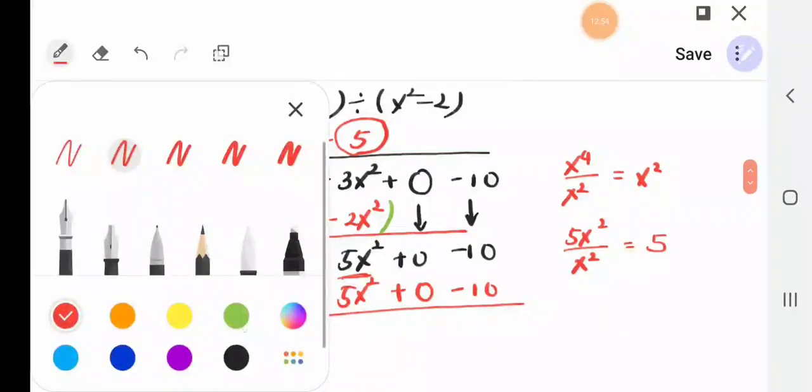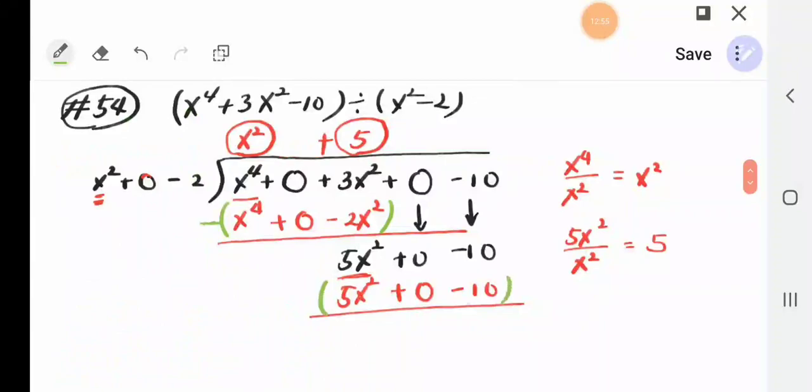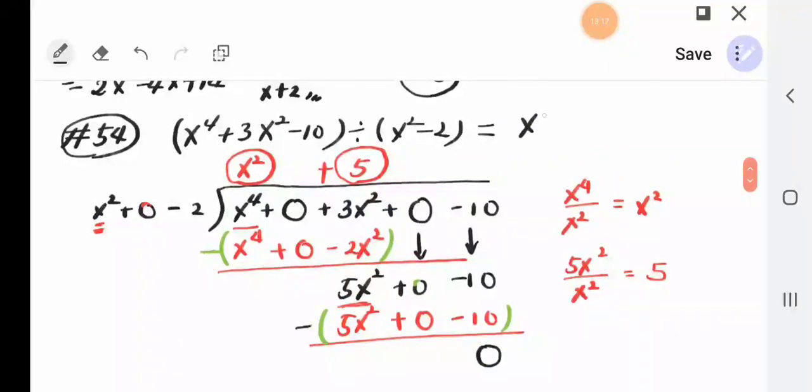Okay, and then what we do is subtraction. The first term, subtract, is 0. The second term is still 0. And the third term is -10, minus negative is plus, so that is 0. So the remainder is 0 in this case. So the answer will be only the quotient. So this will be the solution.